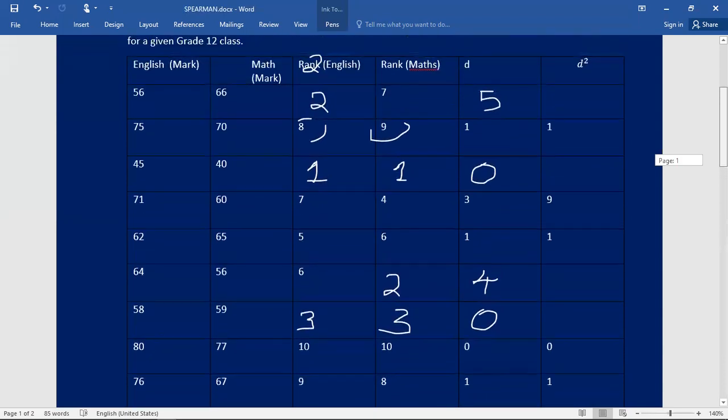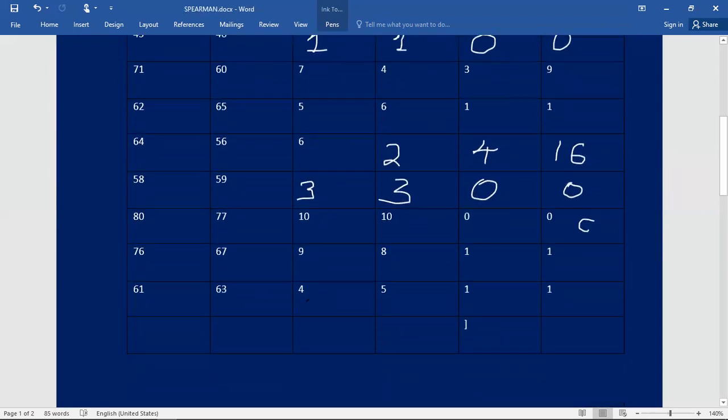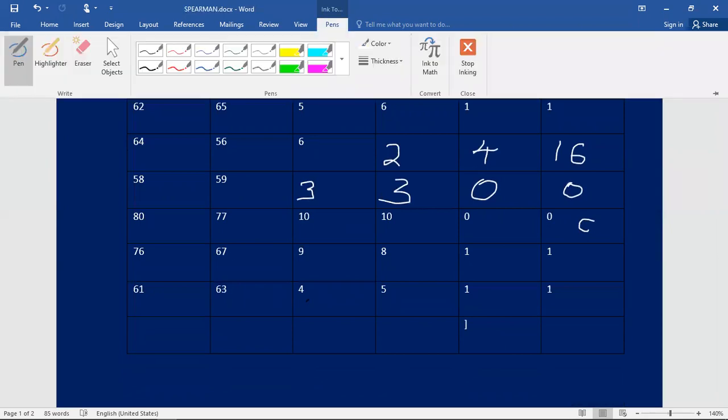Then now we start squaring these. So we have 5 squared, which is 25. Then 1 squared is 1, 0 squared is 0, 3 squared is 9, 1 squared is 1, 4 squared we get 16, 0 squared is 0, 0 squared is 0. There's already a 0 there, so I can just remove that one.